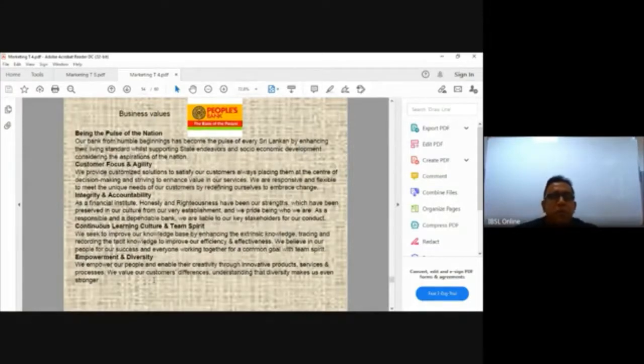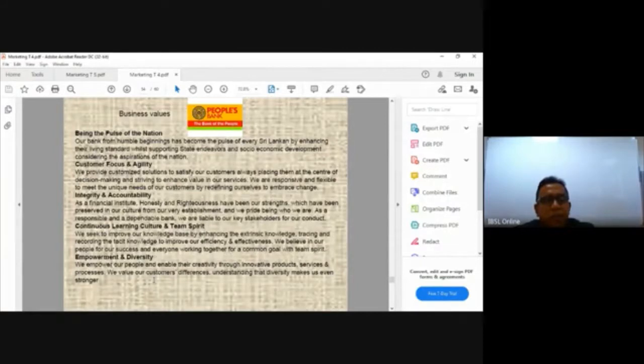So again, like Bank of Ceylon, there are business values that are expressed by People's Bank, being the pulse of the nation. A bank from humble beginnings has become the pulse of every Sri Lankan by enhancing their living standards whilst supporting state endeavors and socio-economic development, considering the aspiration of the nation. And customer focus and agility. Again, they are talking about customer-centric, customer focus, integrity and accountability.